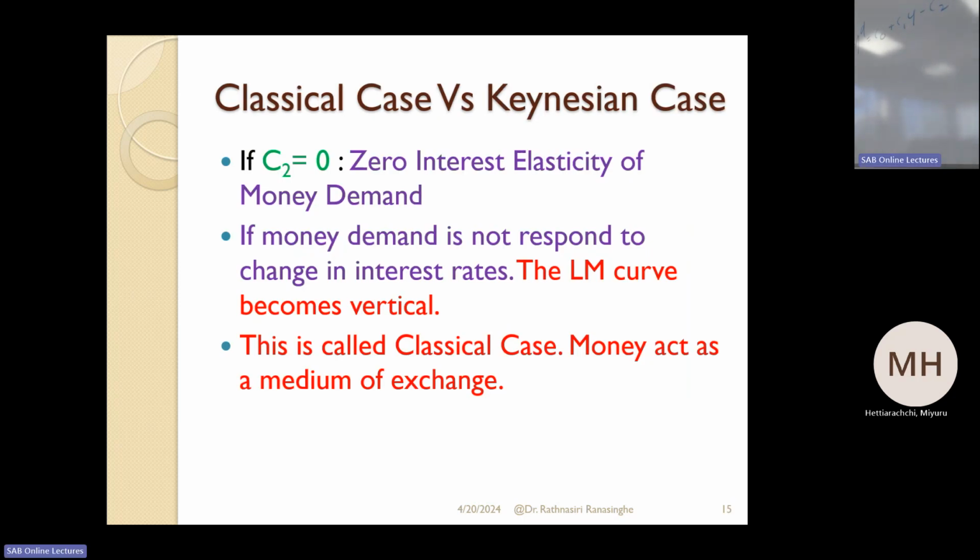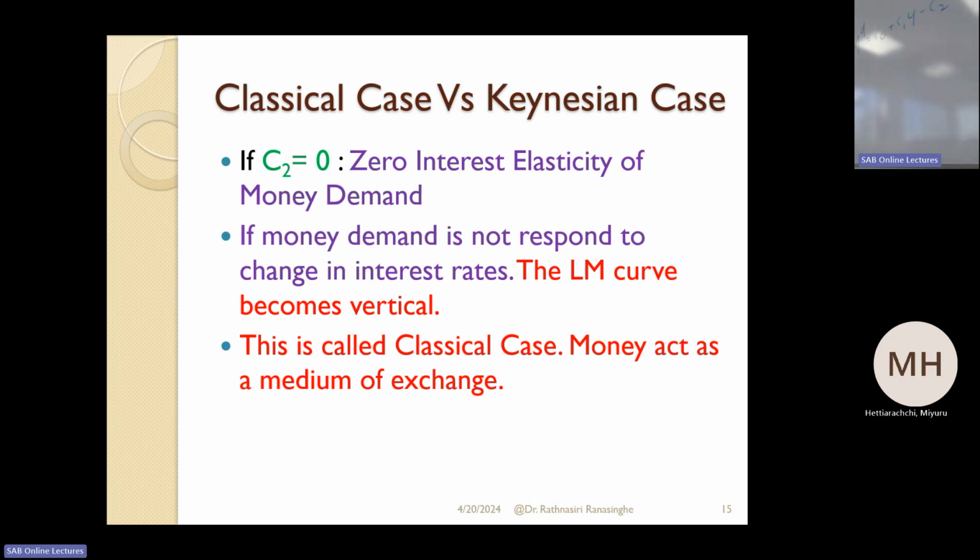Now we can look at the special case. Here we take the C2, the interest elasticity of money demand. There can be extreme situations. If the C2 is 0, what happens? If the C2 is infinite, what happens? Those are the two cases that we can talk about, based on the argument in economics, the classical school's argument and the Keynesian school's argument.